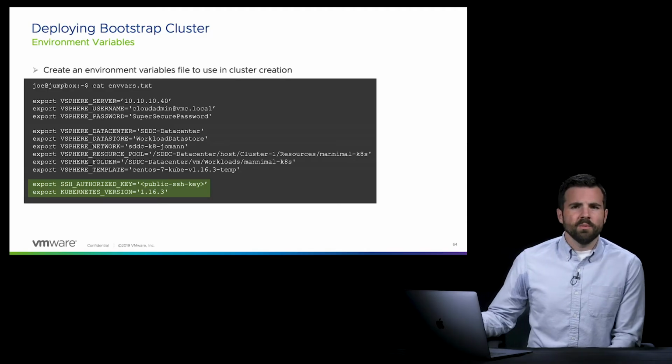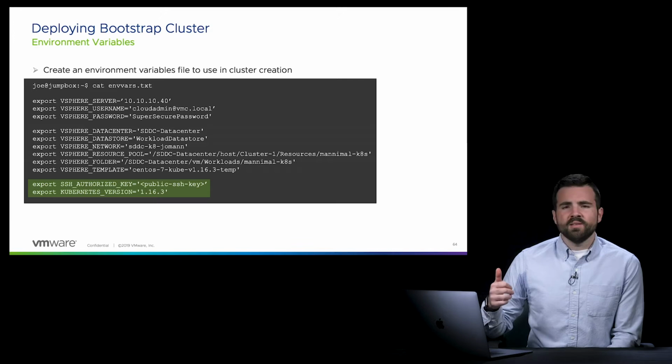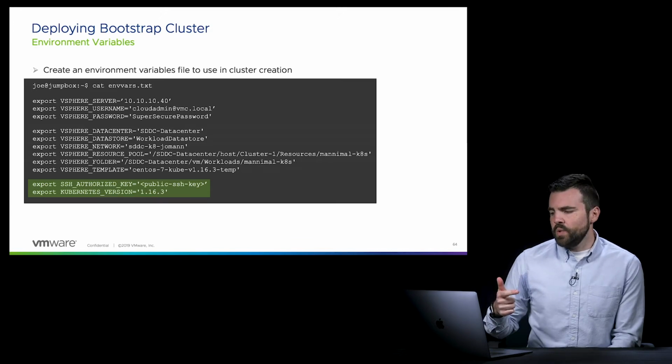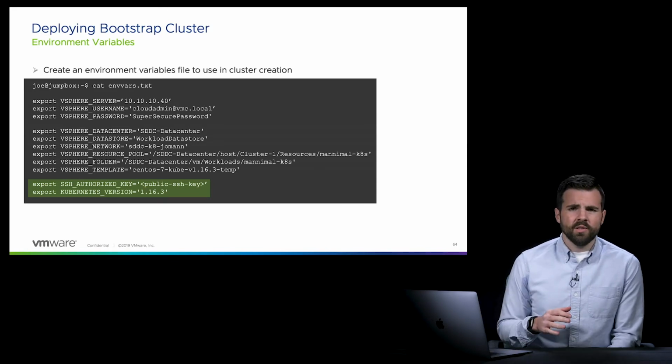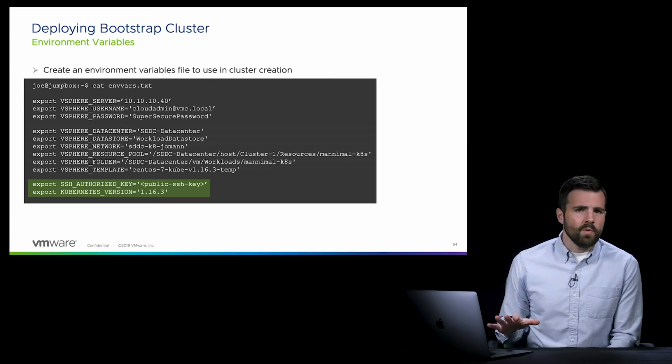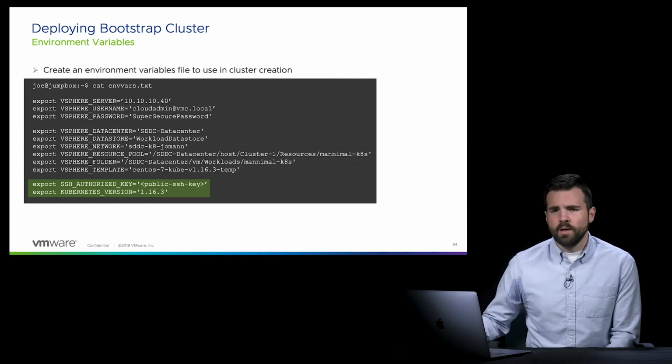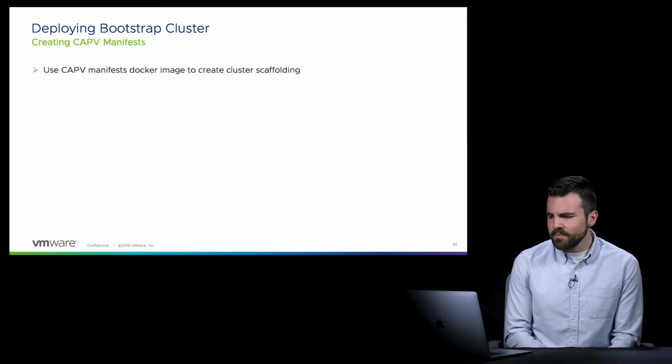There are other optional variables that we can define here, things like memory, CPU, disk in gigabytes, as well as the service and cluster IP CIDR, if we want more control over how these clusters are deployed.